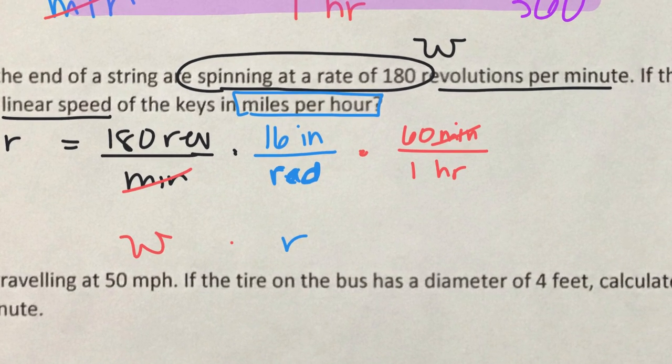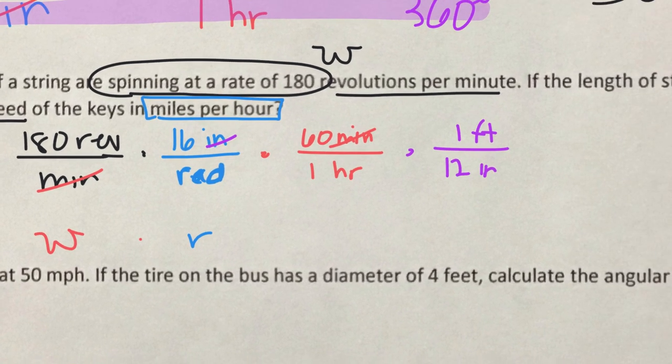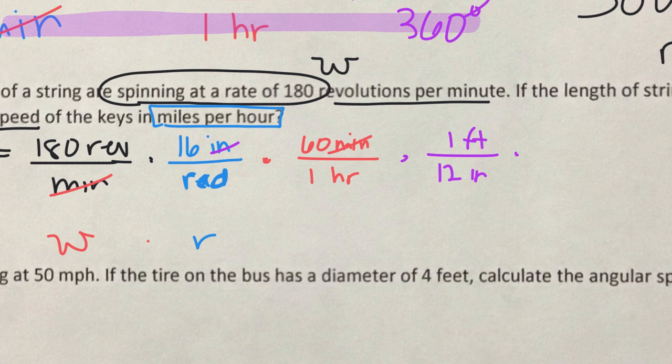And then we have inches. We need to convert inches into miles. So let's first go inches to feet. There are 12 inches in 1 foot. Although I'm sure if you ask your device, it could tell you how many inches there are in 1 mile. But there are 5,280 feet in 1 mile.